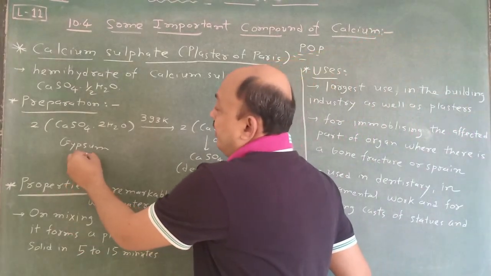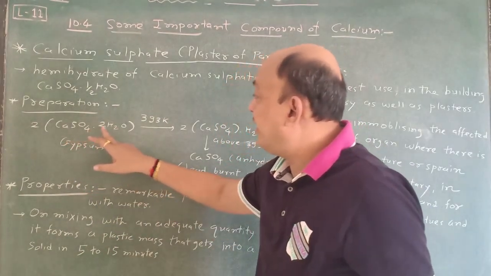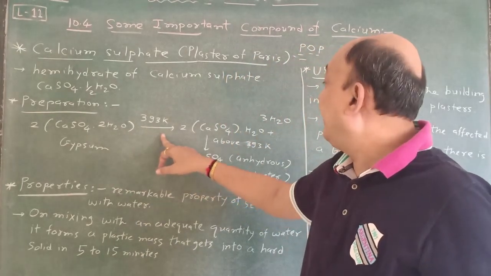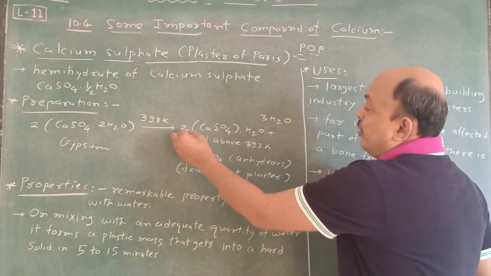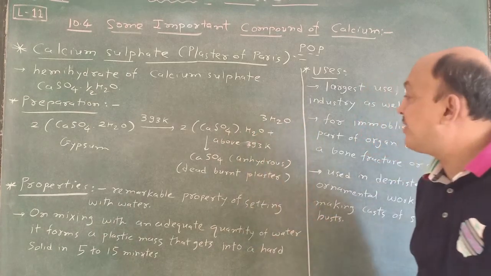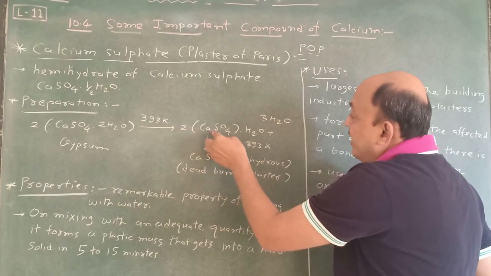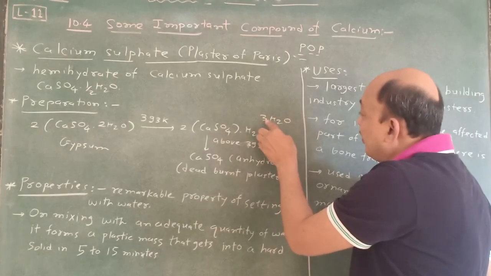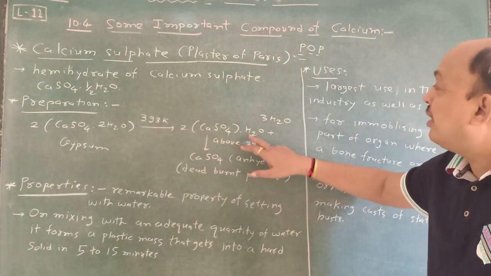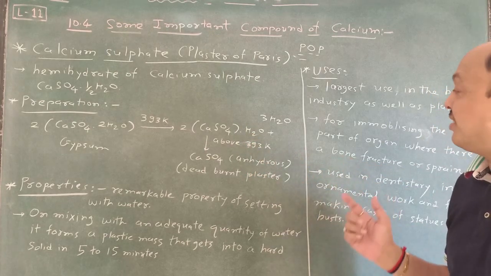You have to take gypsum. CaSO4·2H2O is known as gypsum, calcium sulfate dihydrate. 2 moles of this gypsum, if we heat at 393 Kelvin, we obtain 2 moles of CaSO4·H2O, and 3 moles of water molecules are removed. Dividing with respect to 2, we get CaSO4, with 1 upon 2 H2O, and 3 by 2 and 1. So according to that, CaSO4·½H2O, and that is nothing but hemihydrate of calcium sulfate.